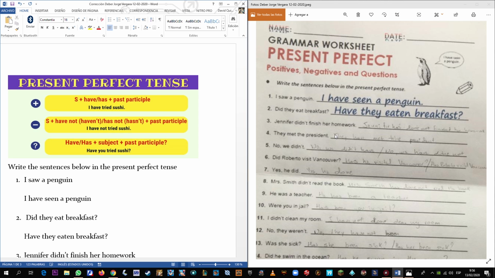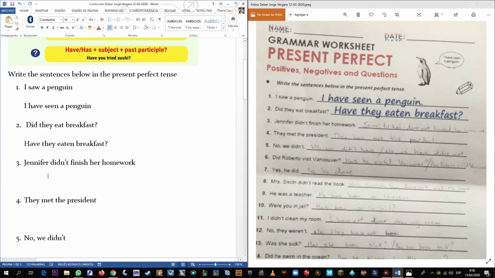So we have to maybe do the following. Jennifer hasn't finished her homework. And we do not need this part after the auxiliary verb has. We just have to erase it, and that would be everything. Let's write it here. Jennifer hasn't finished her homework.